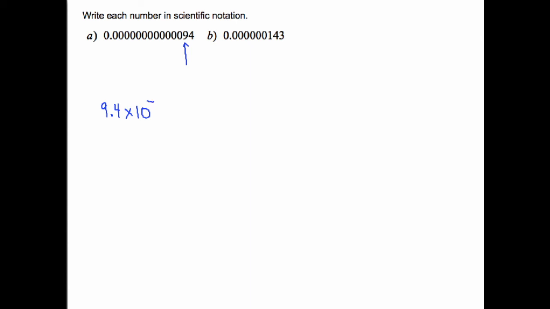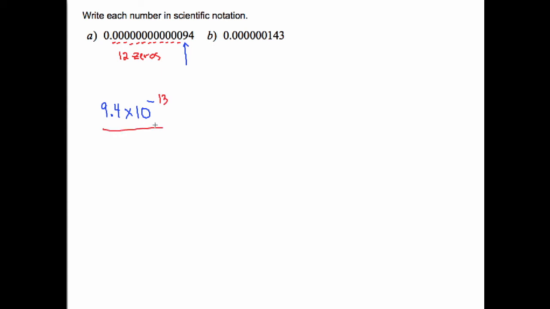Then what we do is painstakingly count the zeros. 1, 2, 3, 4, 5, 6, 7, 8, 9, 10, 11, 12 zeros. We have 12 zeros. But notice we also have to account for that 9 that is really after the decimal point. So we'll have to have one more placeholder. So we have 9.4 times 10 to the negative 13th.